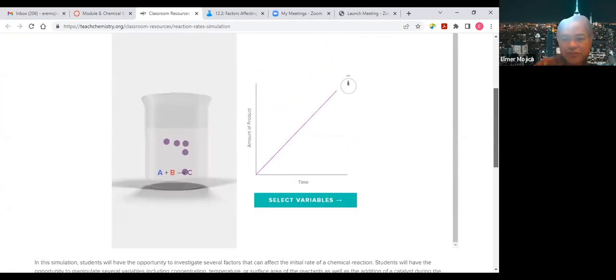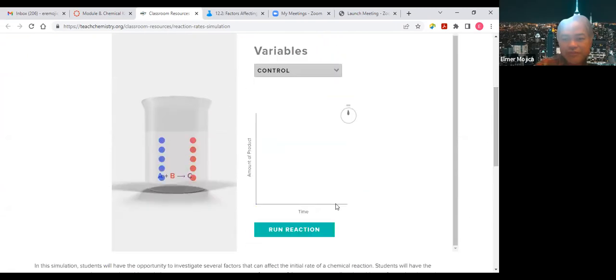And you can, what we call, change the variables there. So if you want to control, we say there's a catalyst, there's a concentration, the surface area, the temperature. So what we have is the control. So what if we have temperature? Okay. So let's see if we increase the temperature.